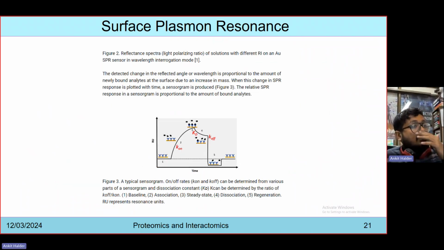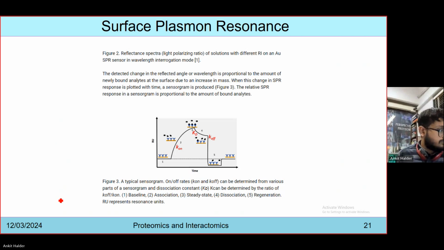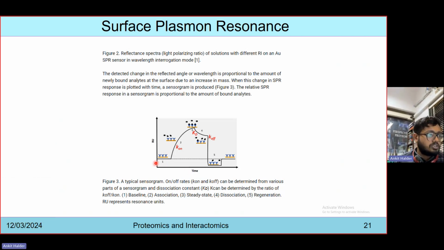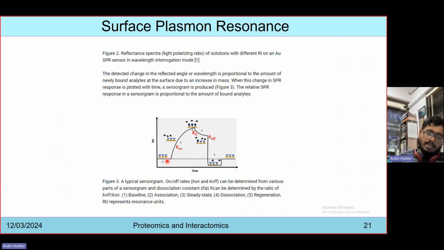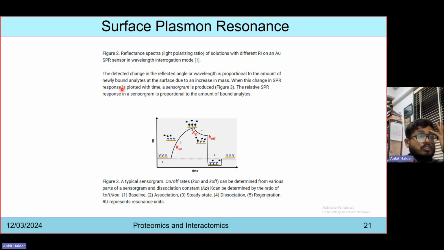Now what is happening: the detected change in wavelength is proportional to the amount of newly bound analyte. For example, in position number 1, it is the baseline, where you have just immobilized your antibodies on a chip. The response is proportional to the amount of newly bound analytes at the surface, due to an increase in mass. So there is an increase in mass and there is a change.